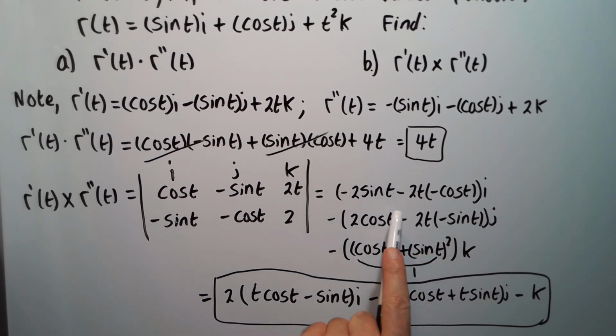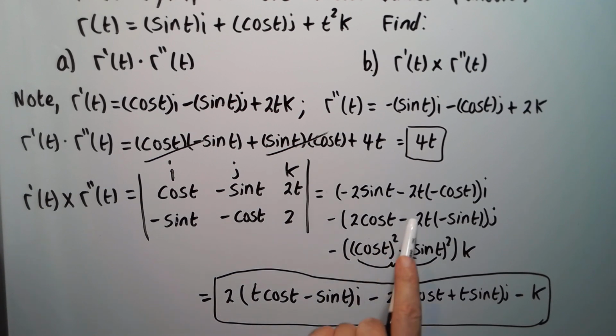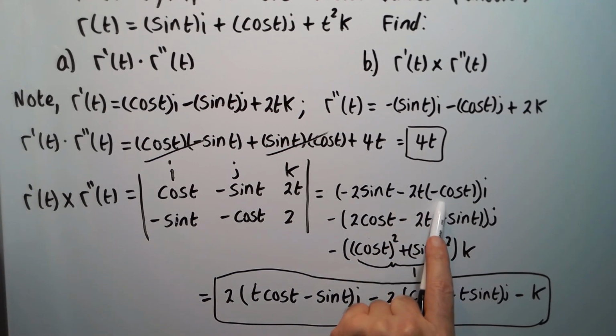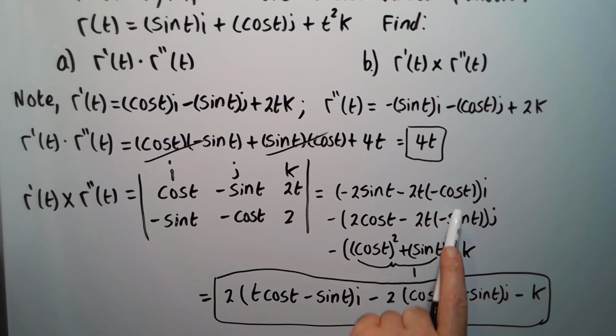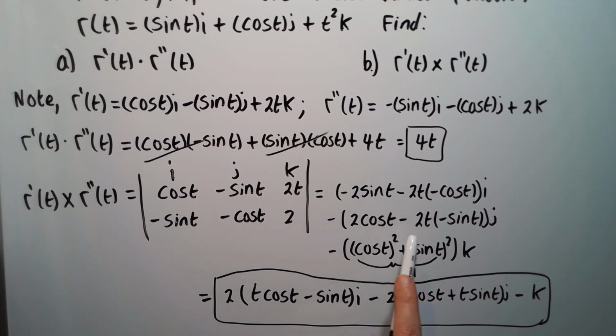So I pull the 2 out up here, and notice the double minus sign makes that positive there. So it'll be, let's write t cosine first, and then minus sine for this i component. And here I factor the 2 out, and then it'll be cosine t plus t sine t. And this is 1, so you got a minus in front, so it'll be minus k. So that's our answer. Okay, so we're done with this example.